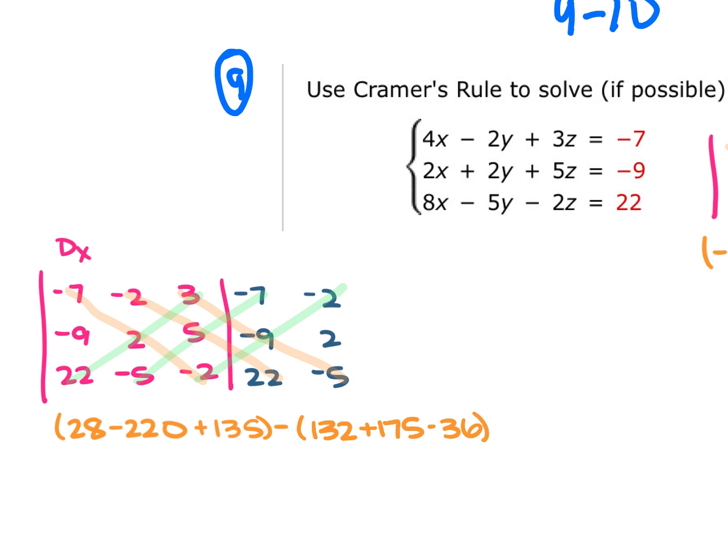From here, we're going to combine like terms. So 28 minus 220 plus 135 is -57. The 132 plus 175 minus 36 gives you 271. Subtract these two, and it gives you a -328.